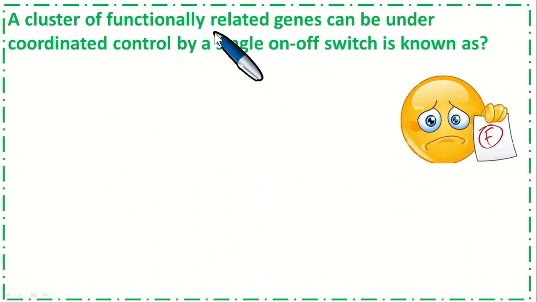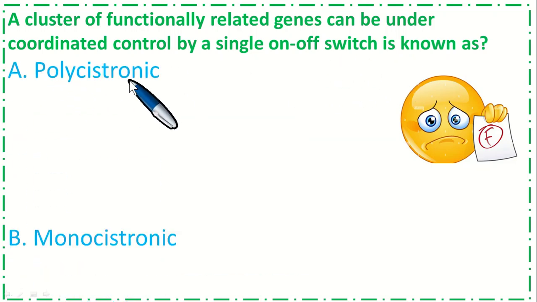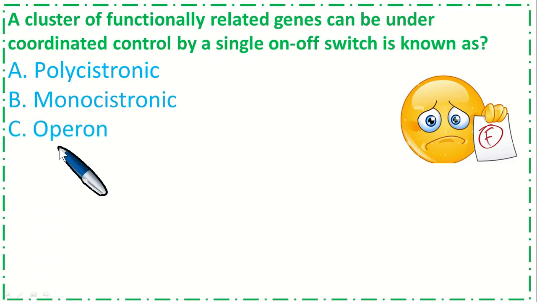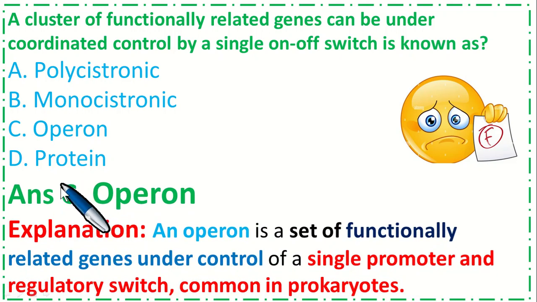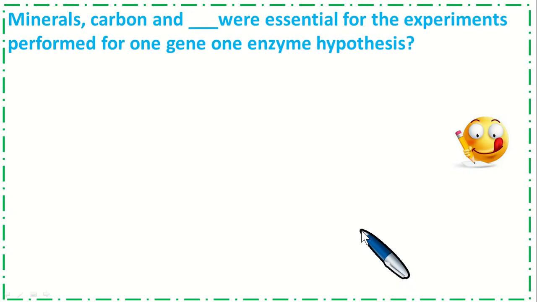A cluster of functionally related genes that can be under coordinated control by a single on-off switch is known as: option A polycistronic, B monocistronic, C operon, and option D protein. So the correct option is C operon. An operon is a set of functionally related genes under control of a single promoter and regulatory switch, common in prokaryotes. So dear students, this is very important MCQs.